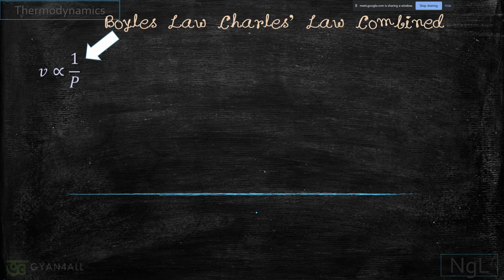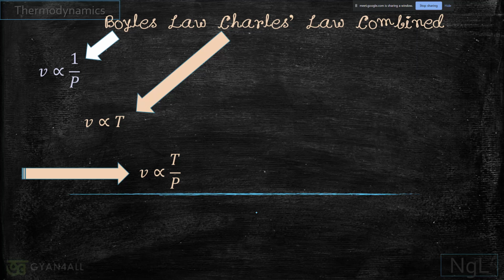So what is Boyle's law? Volume varies inversely with pressure. And what is Charles's law? Volume varies directly with temperature. Now if we combine these two laws for generalization, then we can say volume varies directly with T upon P. We will not say directly or inversely, but we will say directly only. Volume varies directly with T upon P, combining both Boyle's and Charles's law.